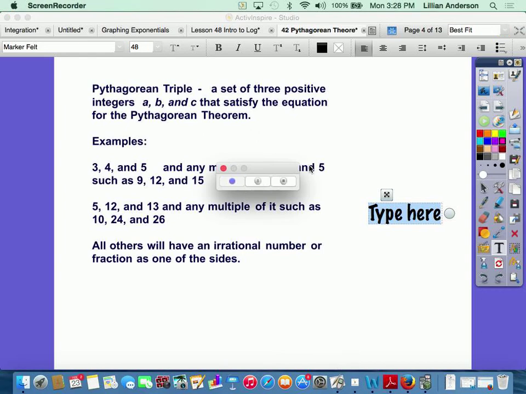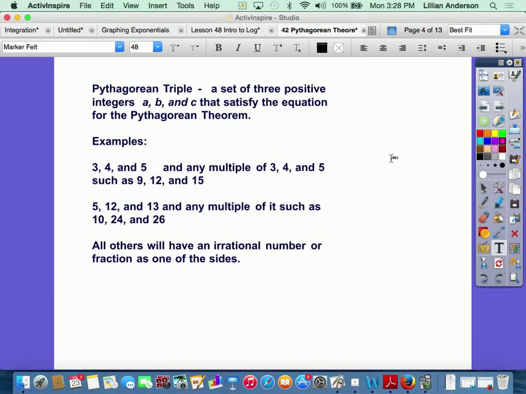So 3, 4, and 5, or any multiple of 3, 4, 5, like 9, 12, and 15, is an example of a Pythagorean triple. Think about it: 3 squared plus 4 squared. Those represent a and b, because the longest side is 5, and that has to be your hypotenuse. So if you set it up, you have 9 plus 16 equals 25.